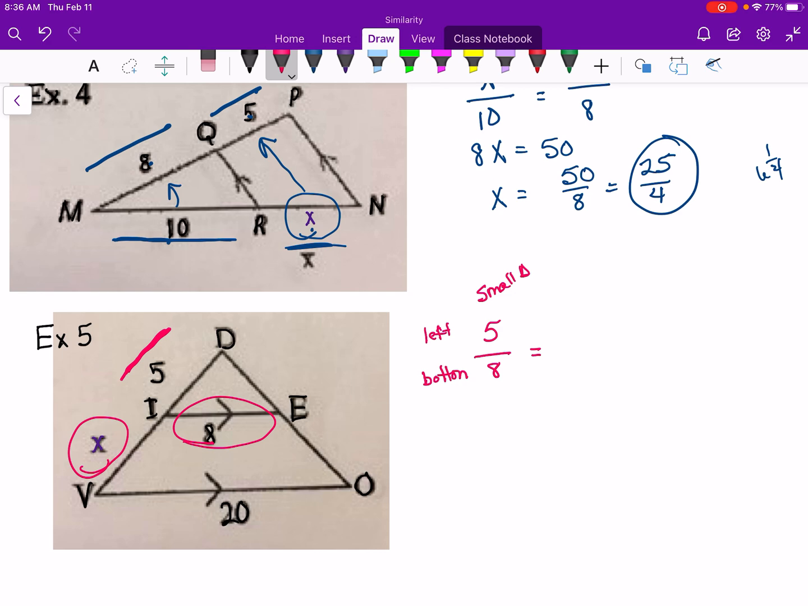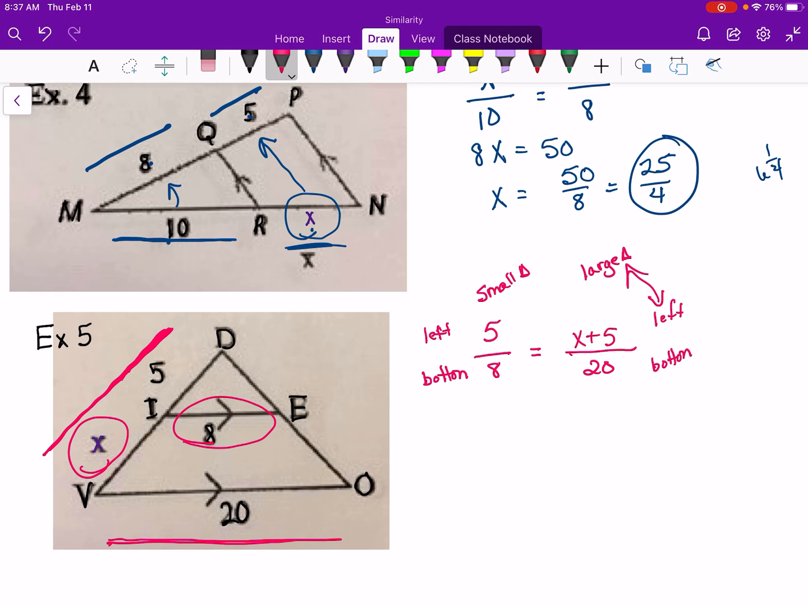Well, we're going to have a little difference here. This 20 is the bottom of the large triangle. It's not just a part. It's the bottom of the entire large triangle. So on the top, we're going to have the left-hand side of the large triangle. The left-hand side is the whole thing, x plus 5.